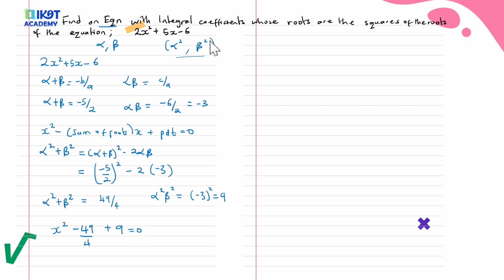But the question said they want integral coefficients, so they don't want fractions. So multiply through by 4, what do we have? 4x squared minus 49x plus 36 is equal to 0. And we've solved that.